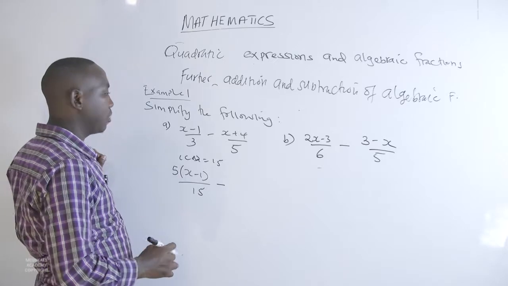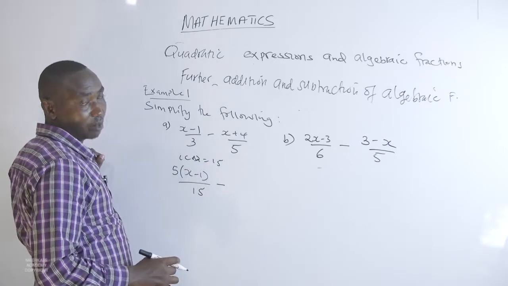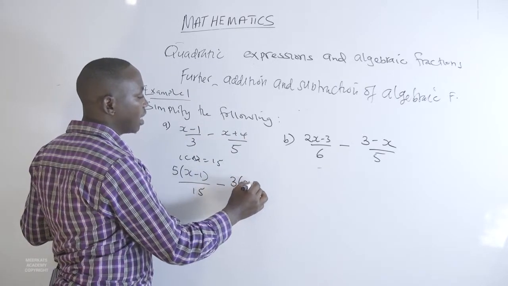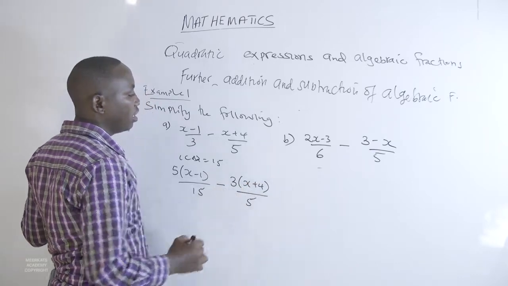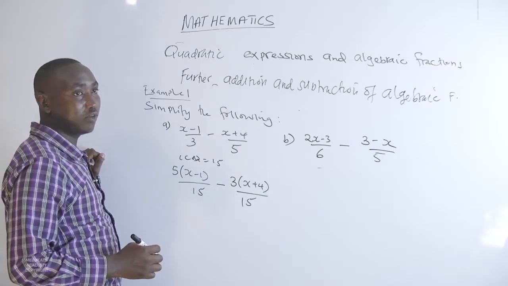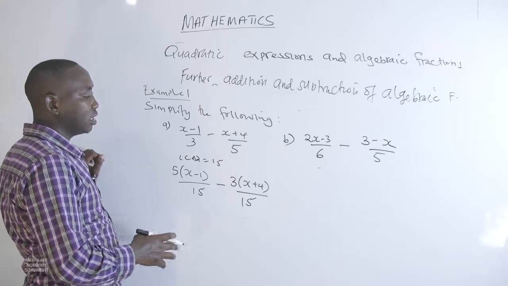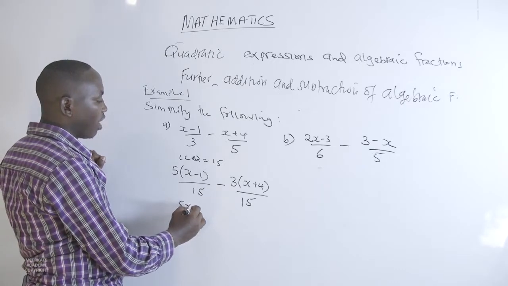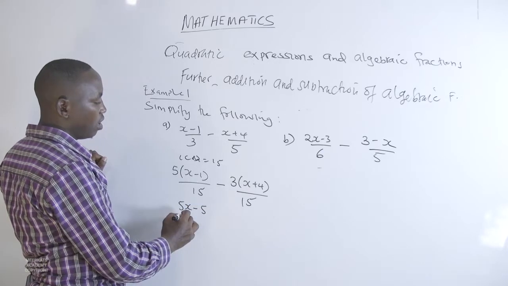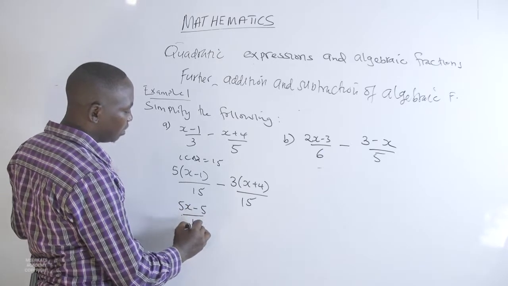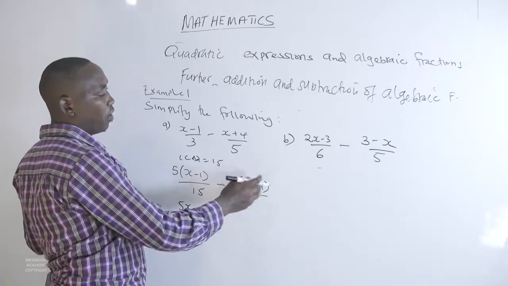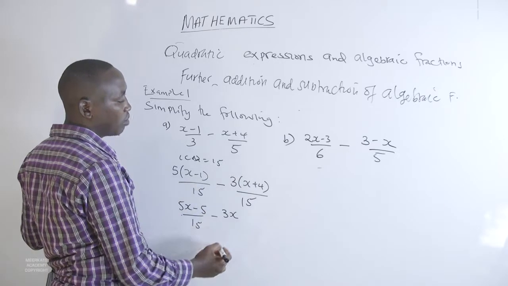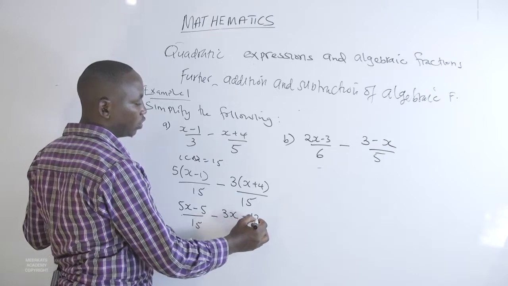We subtract. 5 goes into 15 3 times, that means we must multiply our numerator by 3, and this will be 3 into (x plus 4), all divided by the new denominator, which is 15. The next step involves opening up the brackets, or expanding, and this will give us 5x less 5 over 15. Subtract, we open: this will be minus 3 times x, which is minus 3x, minus 3 times positive 4, that will be negative 12.